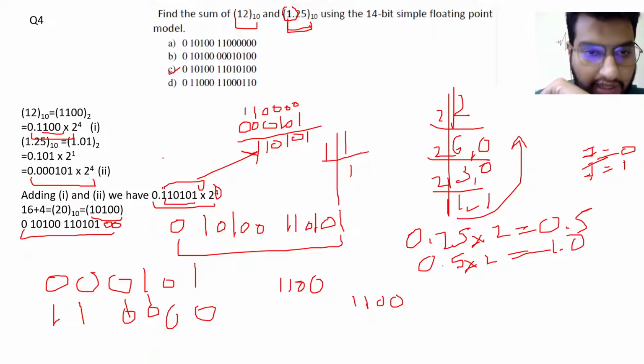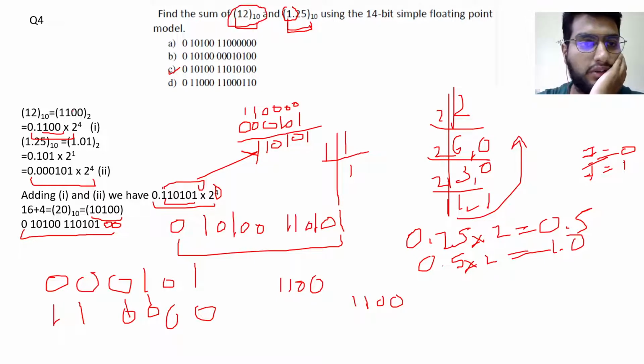I'll just repeat it again. I first converted this number 12 into binary, so it was 1100, and 1.25 into binary, so it will be 1.01. I'm normalizing both numbers, so it will be 0.1100 times 2 to the power 4, and this number would be 0.000101 times 2 to the power 4. Now I'll add these two numbers, so it comes out to be 0.110101.